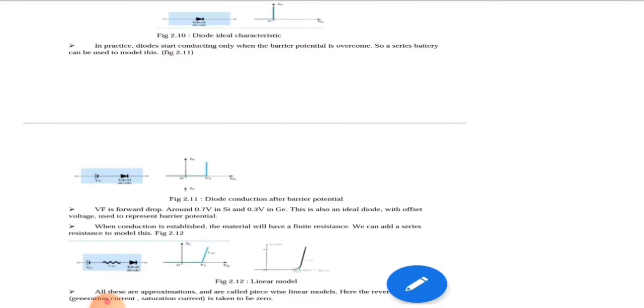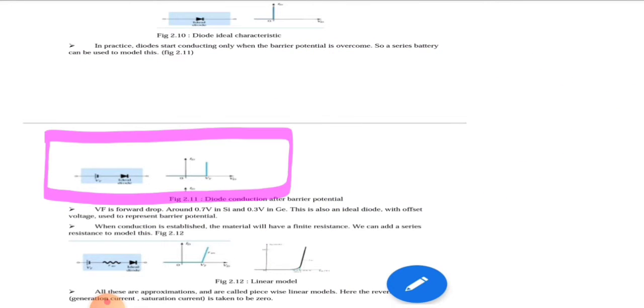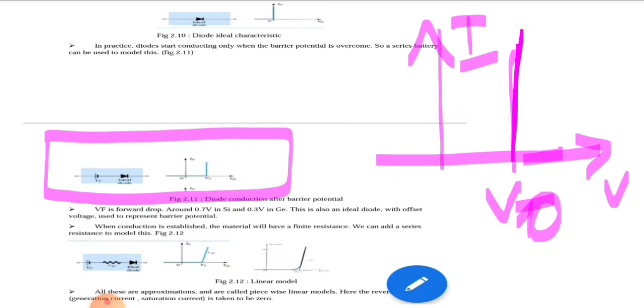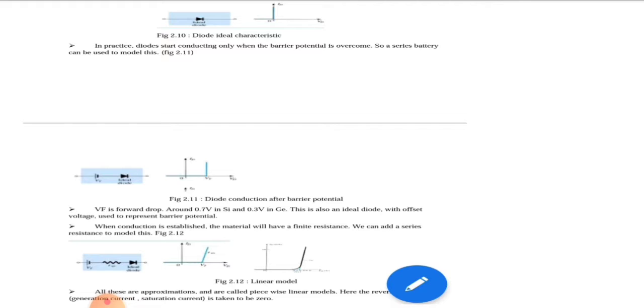You can see the figure here: a battery, then an ideal diode. The characteristics will be like this. So V0 or Vt or whatever we write. This is the VI characteristics. Whenever the voltage crosses this V0, current conduction is possible. This is the second figure.